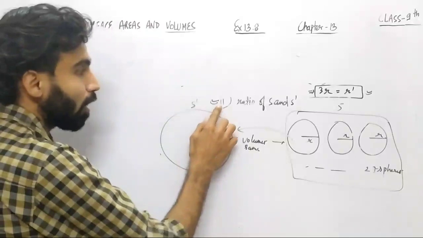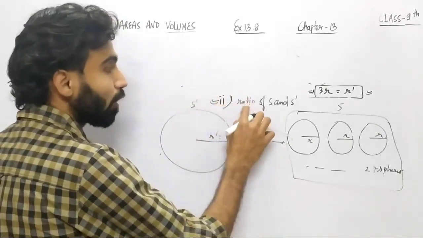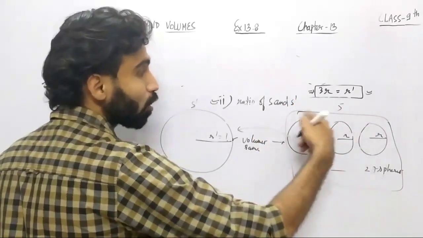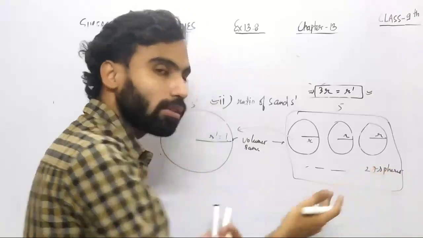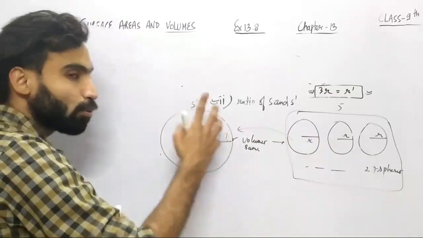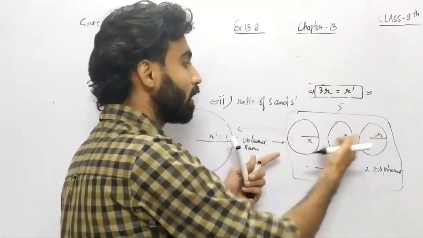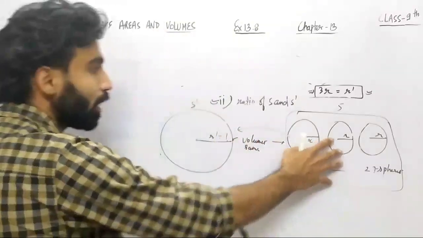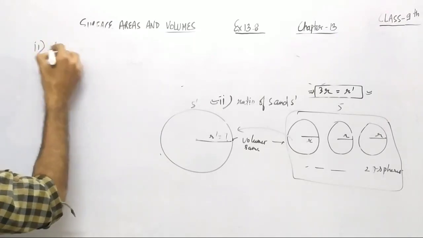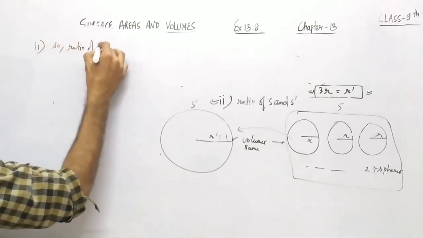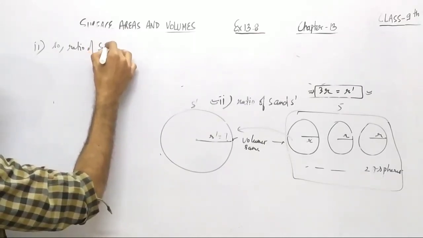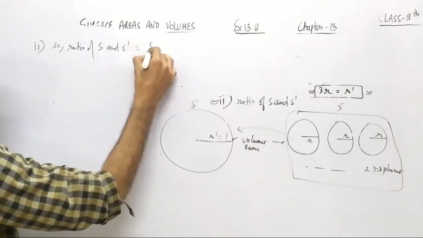Now you can see in the second part we have to find out the ratio of S and S dash. So you can see, S is the surface area of the 27 solid iron spheres, and S dash is the surface area of this new sphere that is formed by melting these 27 solid spheres, right? So we have to find the ratio of the surface areas. So first, in the second part, we can write the ratio of S and S dash, so that will be S upon S dash.